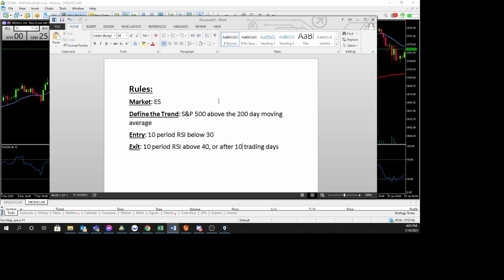So the entry: we're using a 10-period RSI, and the entry is when the RSI falls below 30. The exit is the same RSI period, and we're looking for the RSI above 40 for our exit, or after 10 trading days. I haven't seen 10 trading days, so I place that here. If this thing doesn't move above 40 after 10 trading days, just take the trade off. So let's look at a setup.